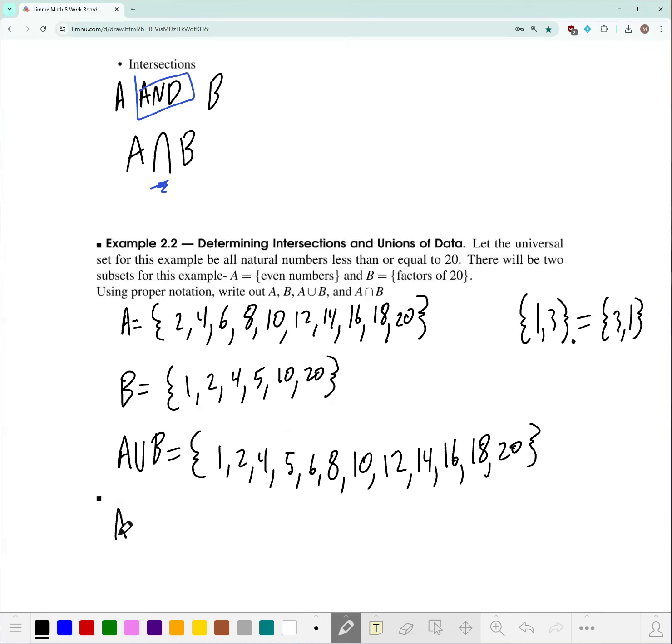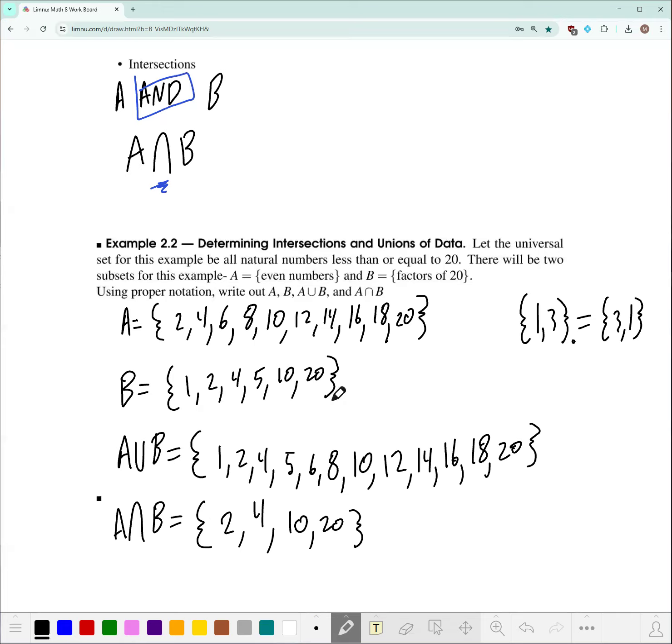Now we're going to make our intersection. And this is, remember, when we have elements that are in both, not one or the other, but both. So A and B both have the element 2, they have the element 4, the element 10, and the element 20.